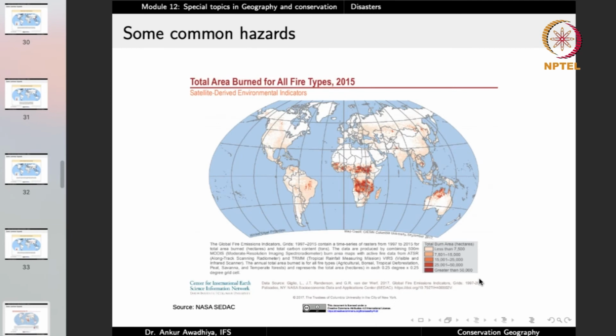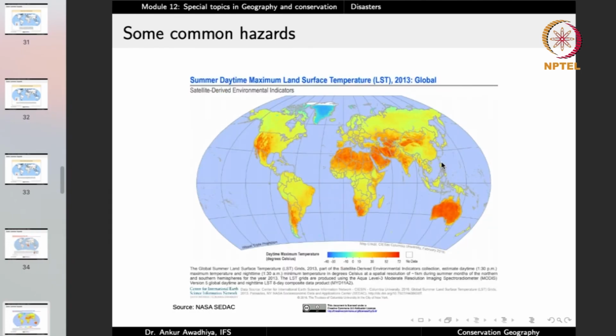If you look at forest fires, then we have a very high amount of forest fires that are observed in Central and South Africa, Northern Australia, and Brazil. But other areas like most of South America, most of North America, most of our country, most of Asia, we have an appreciable amount of forest fires in these areas.